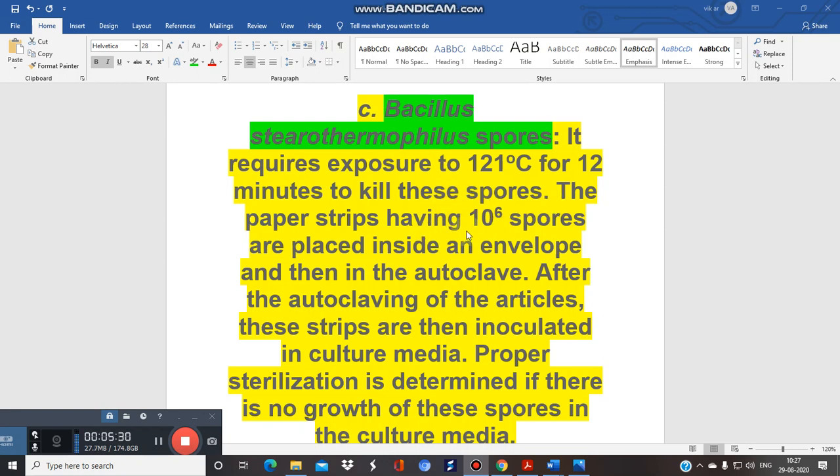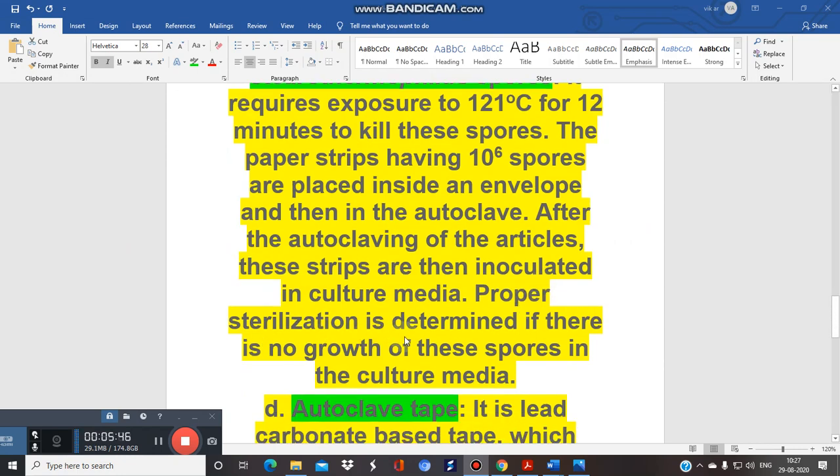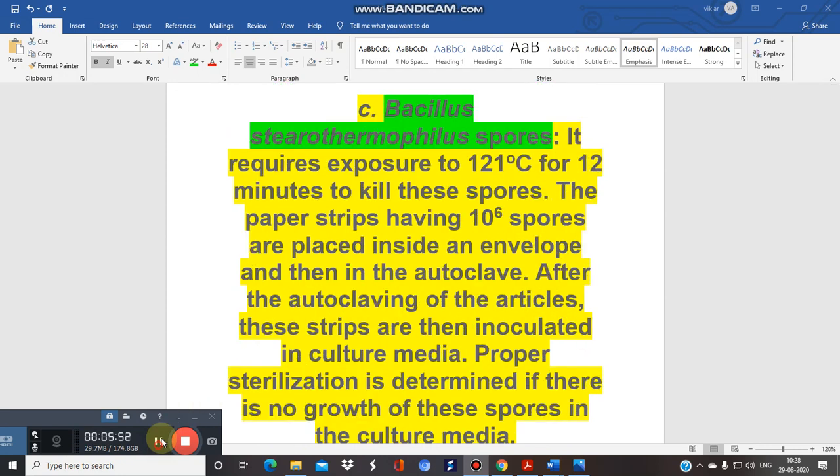And we have different paper strips having 10 raised to power 6 spores, which are placed inside an envelope and then in an autoclave. After the autoclaving of the articles, these strips are inoculated in the culture media, and proper sterilization is determined if there is no growth of these spores in the particular culture media. So very simple procedure. We will use these paper strips that contain these spores, and we can place them inside an envelope.